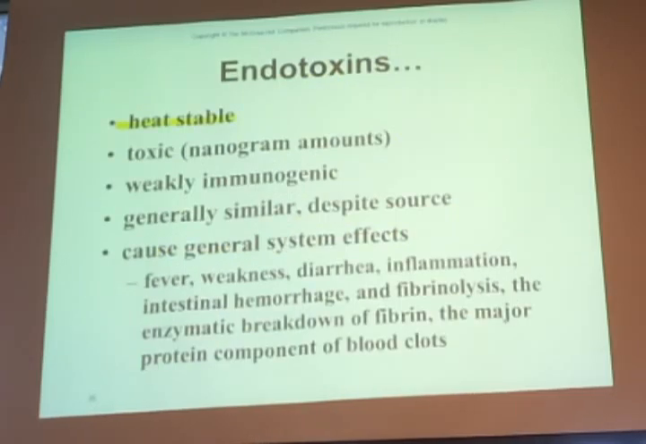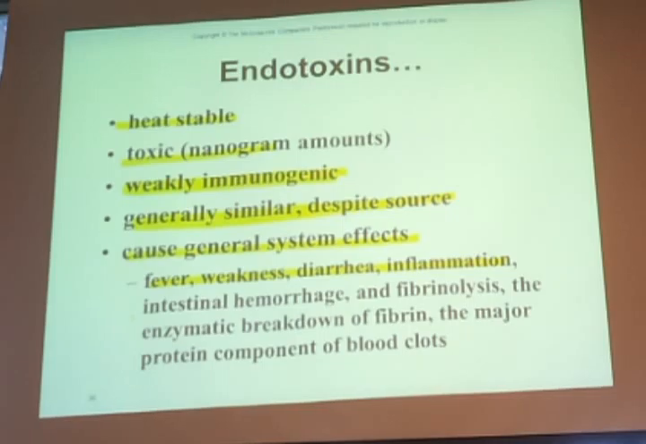These tend to be heat stable. They are very toxic also, but they're weakly immunogenic. And they're generally similar despite the sources. Whereas the exotoxins were very specific, neurotoxin, enterotoxin, cytotoxin, these are generally causing things like fever, weakness, diarrhea, inflammation. The general kind of thing where somebody feels sick, but not necessarily those really specific things.